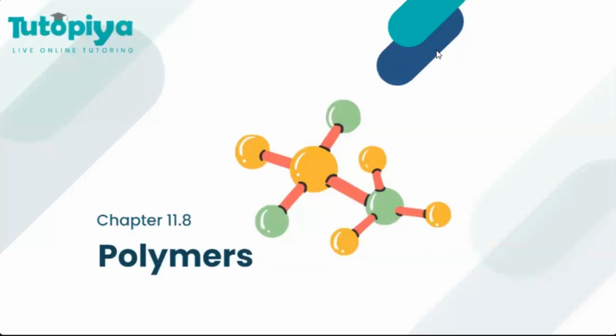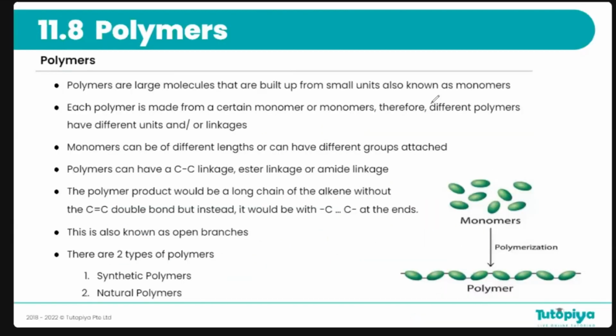Hello everyone, today we are covering a topic from IGCSE Cambridge Chemistry, lesson Organic Chemistry, topic Polymers. Polymers are large molecules that are made up of small units called monomers. Poly means a lot. So polymer means a lot of monomers. A lot of monomers linked together forms a polymer.